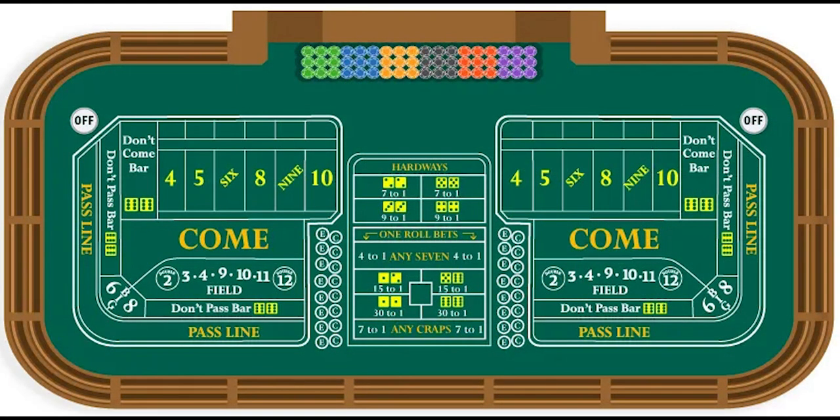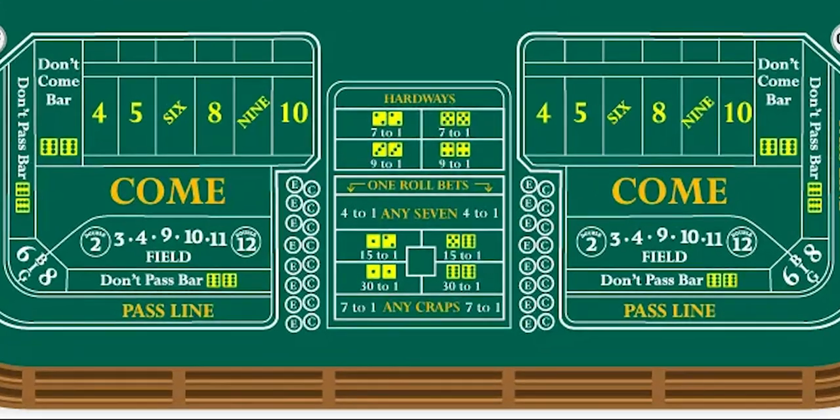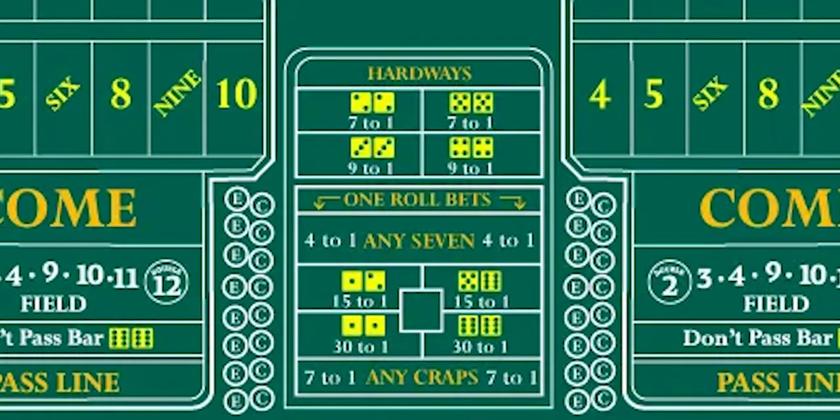Center of the table, you see where they have a slot that says hard ways. Hard ways is basically doubles, right? So you can only have hard even numbers, like hard 10, hard 8, hard 6, and hard 4. Basically, a hard way means double. So a hard 10 would be 5-5, a hard 8 would be 4-4, a hard 6 would be 3-3, and a hard 4 would be 2-2.